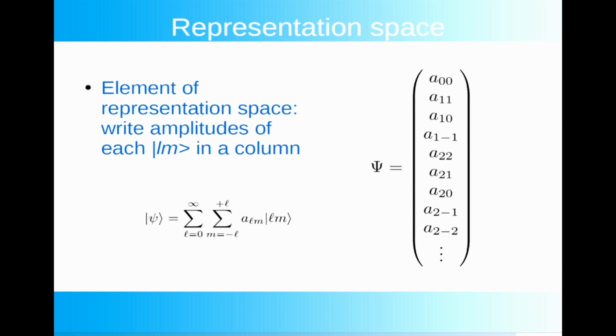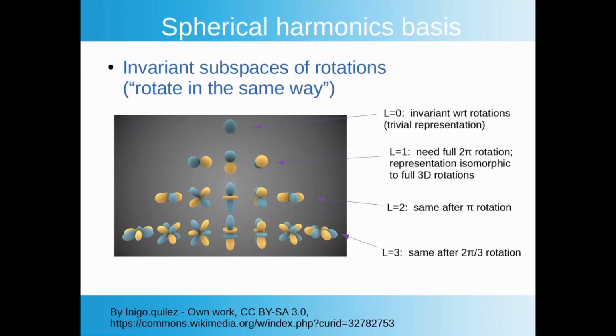You would see L equals 1 needing a 2π rotation, this one a π rotation, and two-thirds π rotation down here. Effectively, this is the number of oscillations around your axis of rotation. It's the number of nodes. That's right, that's the better way of saying it: the number of nodes in, say, a wave function as you go around your axis. So that's why there is, in quantum mechanics, an association with angular momentum.